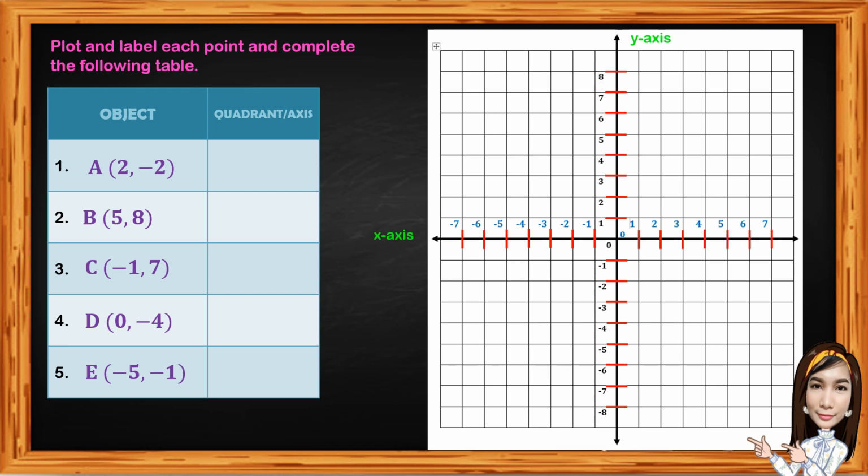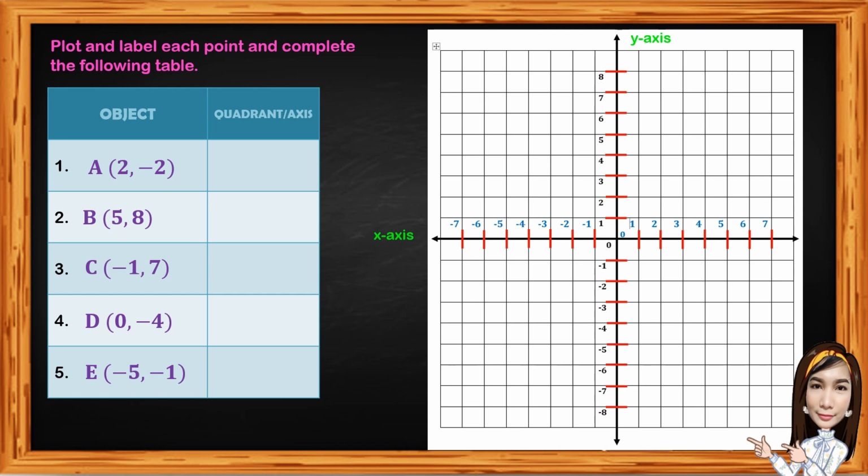Next, plot and label each point and complete the following table. So here I'm going to use another way of plotting the points. Instead of moving to the right or to the left and moving up or down, I'm going to use the horizontal and vertical line and draw a point on their intersection, then label the point. Take note, always start on the x-axis, then next on the y-axis.